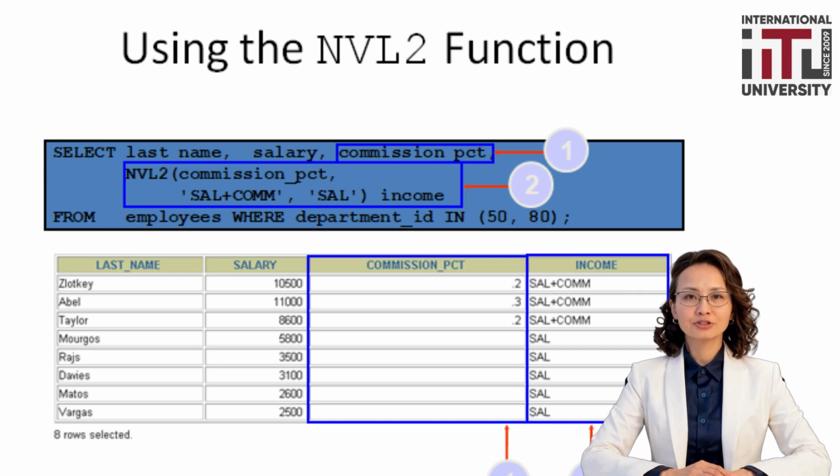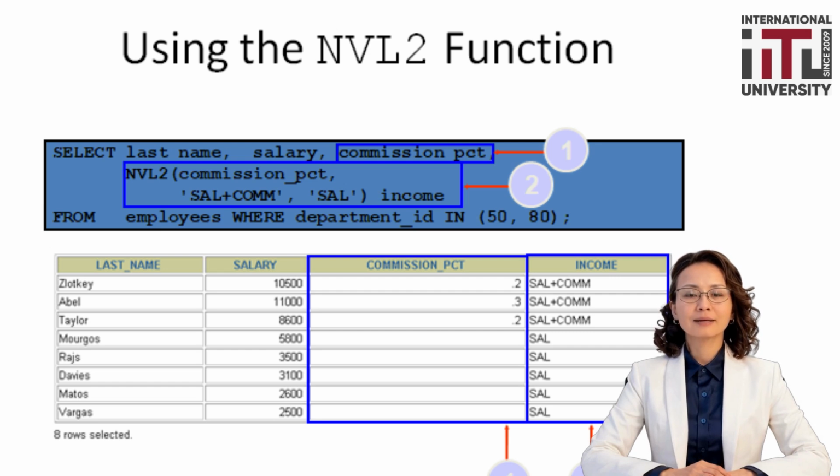This example demonstrates how the NVL2 function is used to apply conditional logic based on whether a value is null or not. The syntax is NVL2(XPR1, XPR2, XPR3). If XPR1 is not null, Oracle returns XPR2. If XPR1 is null, Oracle returns XPR3.